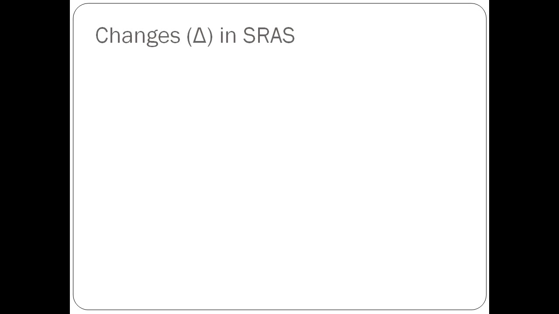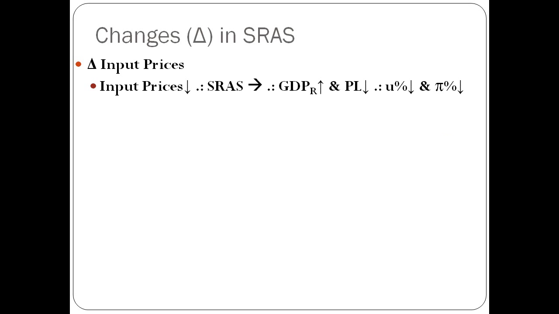So let's talk changes in short-run aggregate supply. Remember, there are three determinants of short-run aggregate supply that will actually shift that short-run aggregate supply curve. First one is input prices. So if input prices fall, that is going to imply, remember the three dots means an I, that the short-run aggregate supply curve shifts to the right, which implies that real GDP goes up and the price level goes down.